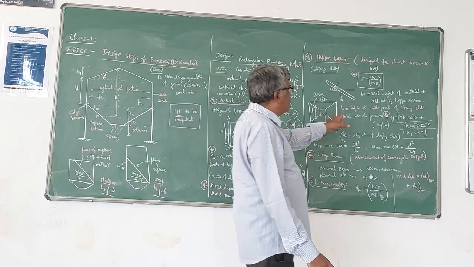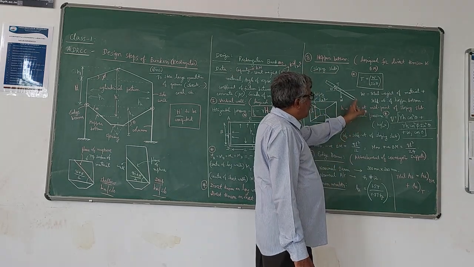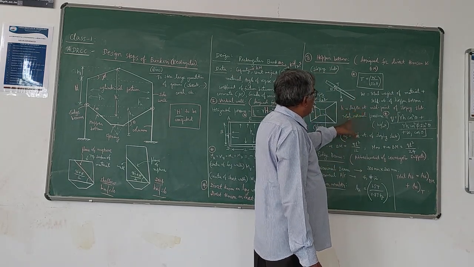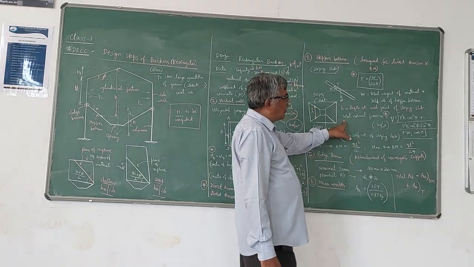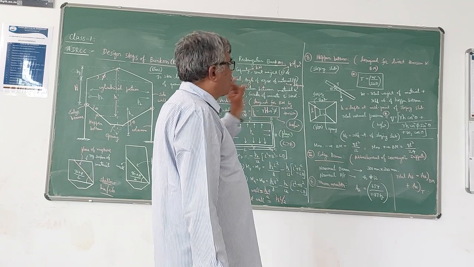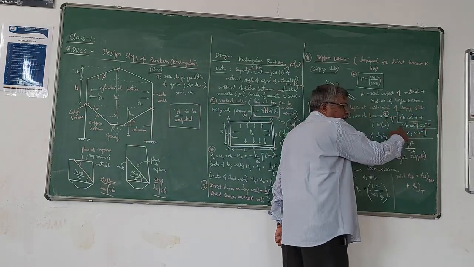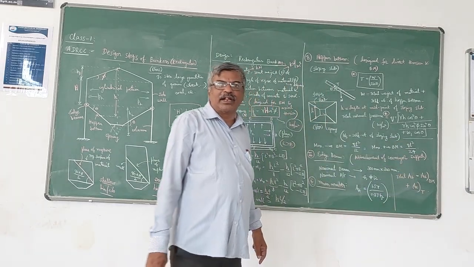Once you know the depth at the midpoint of the sloping slab, you can calculate one term called the total normal pressure acting on the upper hopper, which is given by this formula. It is better to remember this formula. Let us not go into the derivation of it.